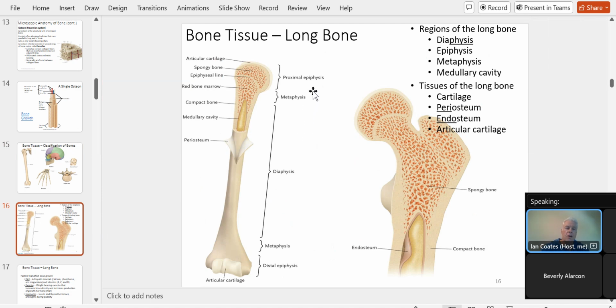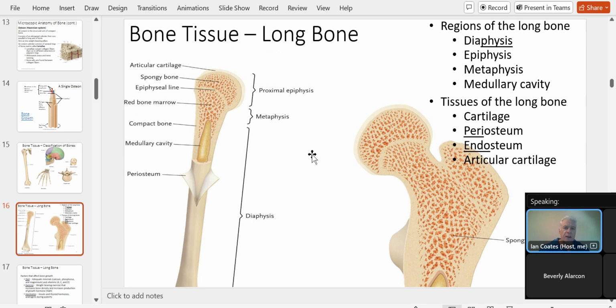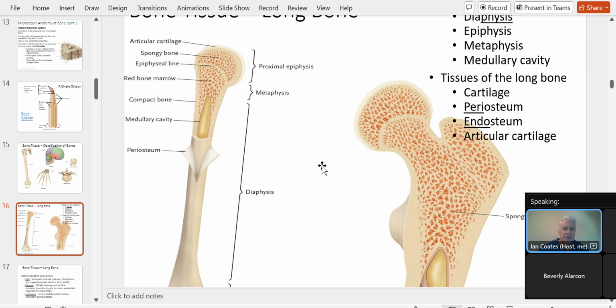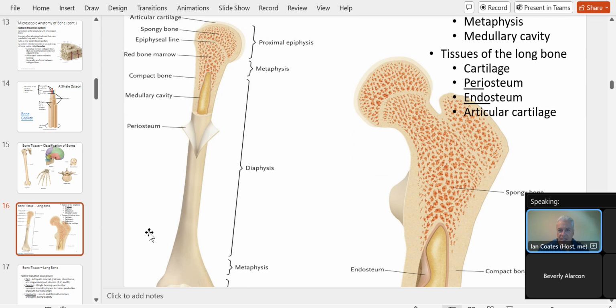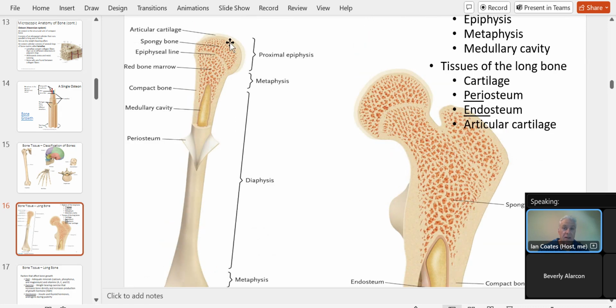So, long bones. Here's the skinny on long bones. You'll see how these ones go. There are the regions of the long bone: the diaphysis, epiphysis, metaphysis, medullary cavity. So you'll see where we're at here. The diaphysis is the area in the middle. And then on the ends you have what's called the epiphysis. You have the distal epiphysis, farther away, and here the proximal epiphysis, meaning closer to.